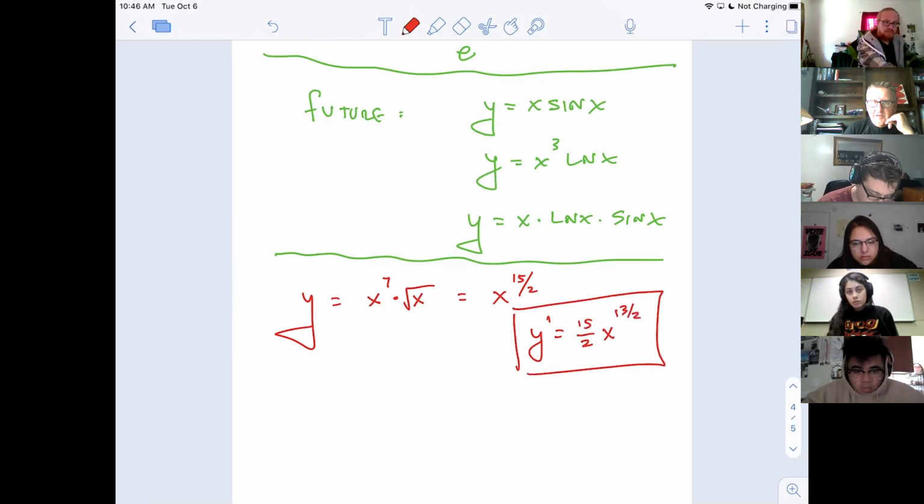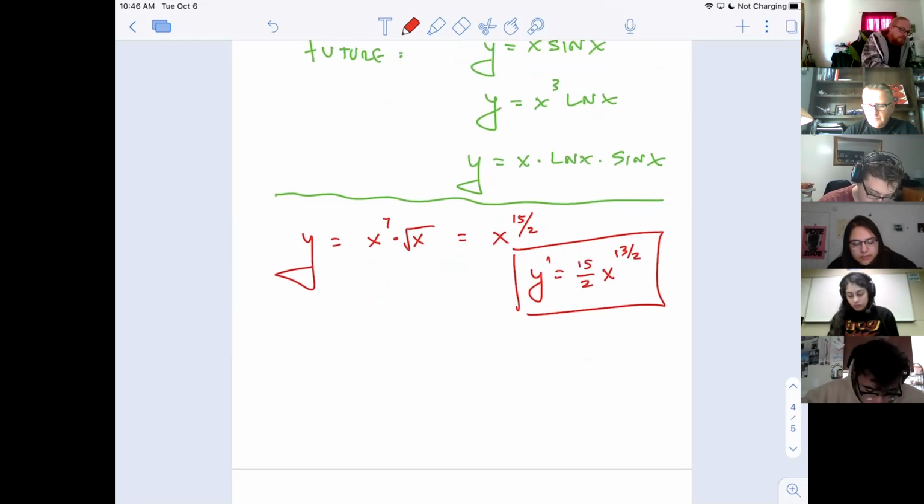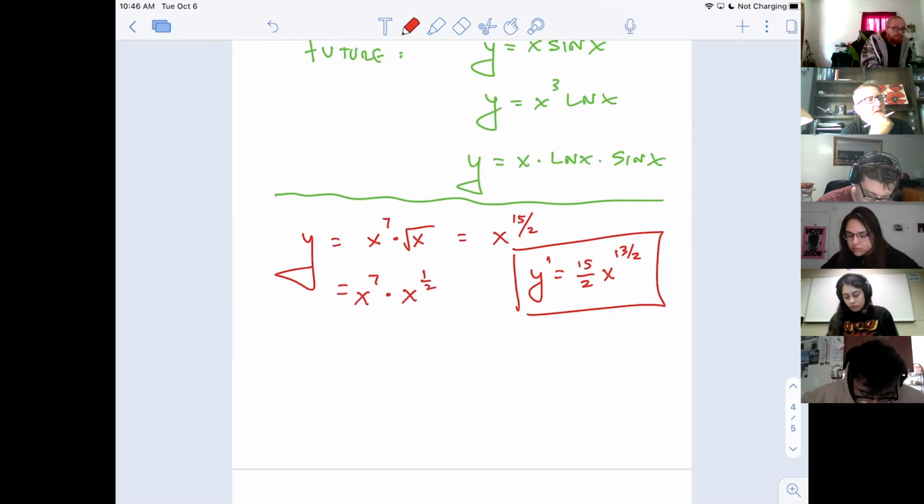But again, my question is, just for practice, can you get that right using the product rule? If you think of that as just x to the 7th times x to the 1/2, can you product rule your way to get the same exact answer? Just to kind of see if you got it. I'll give you a second and then I'll do it with you. If you have time, check it.